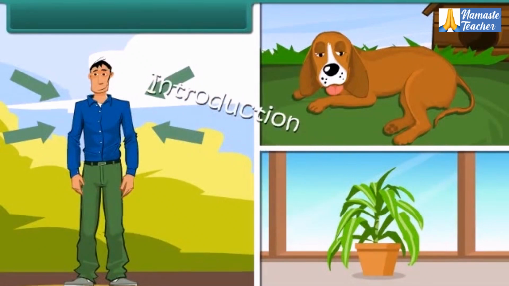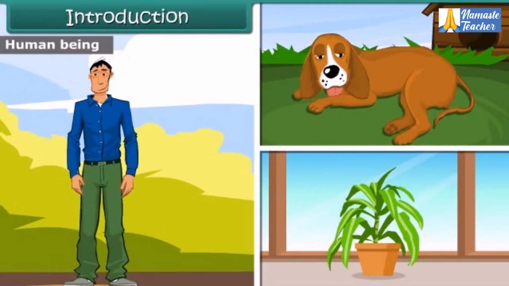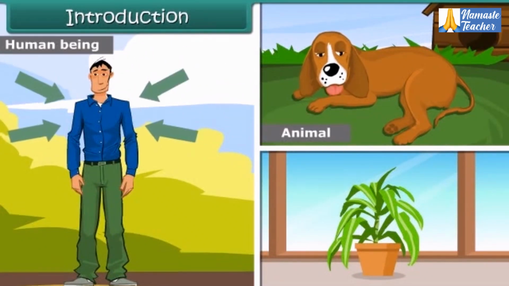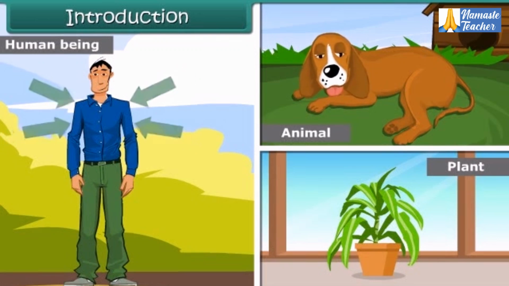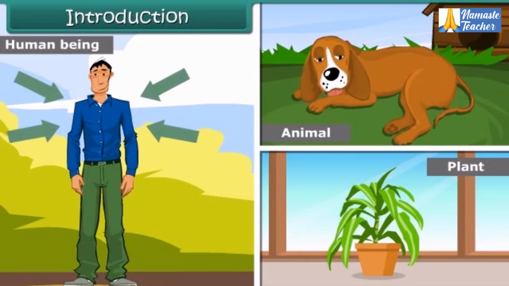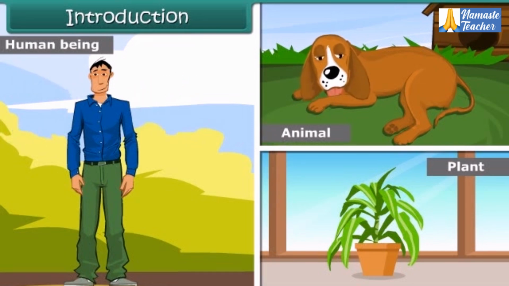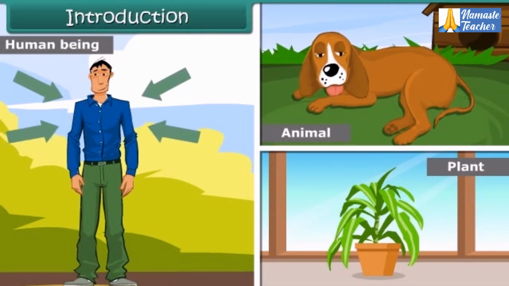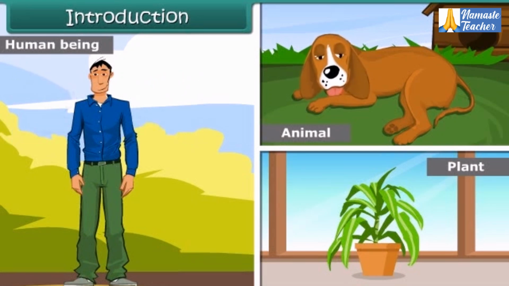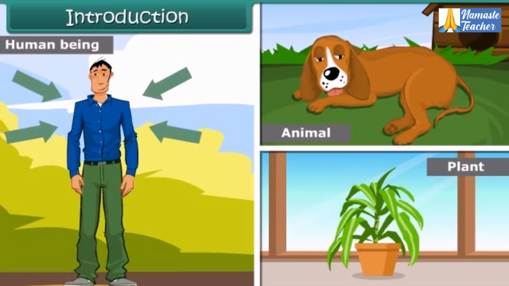Introduction. Human beings, animals, and plants depend on oxygen to survive. While some animals resemble human beings in their techniques of respiration, some others have completely different respiratory mechanisms. Plants also have a unique way of breathing. In this lesson, we will study respiration in plants and animals in detail.